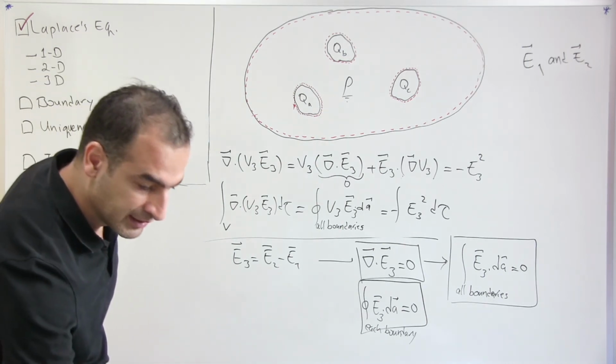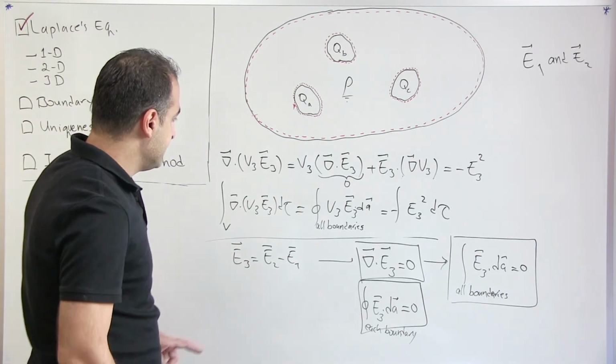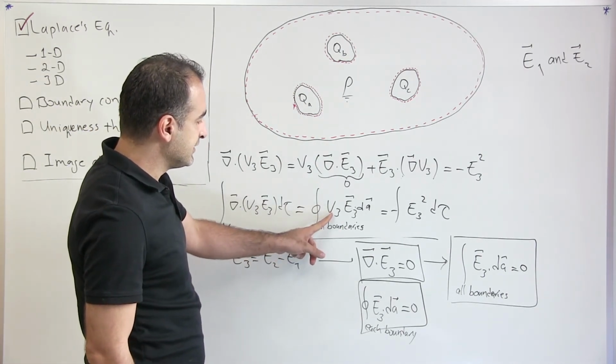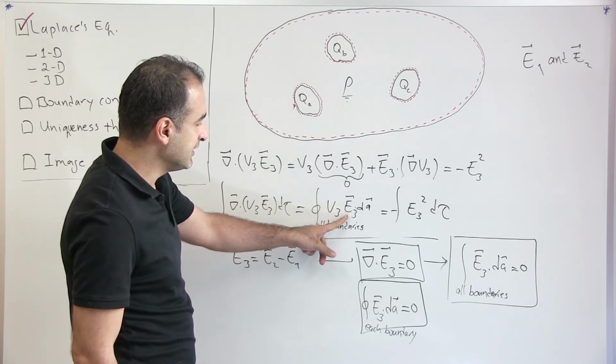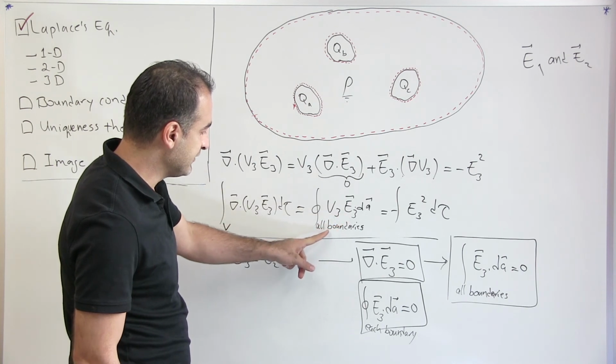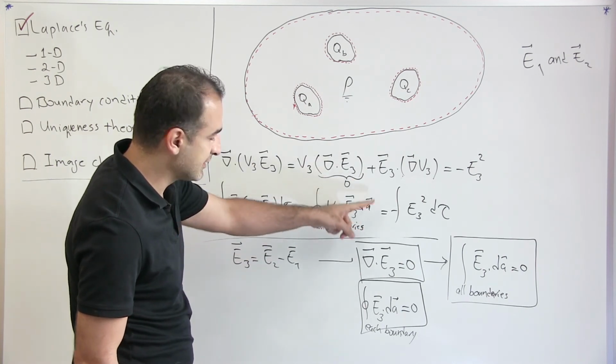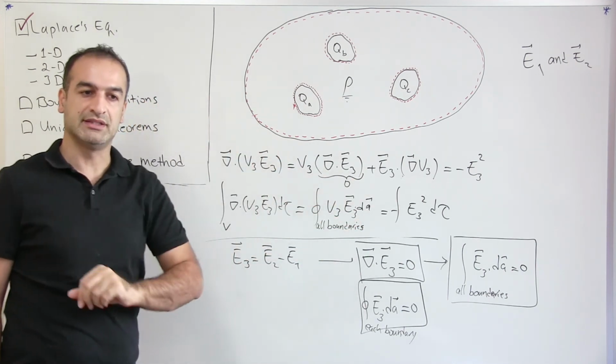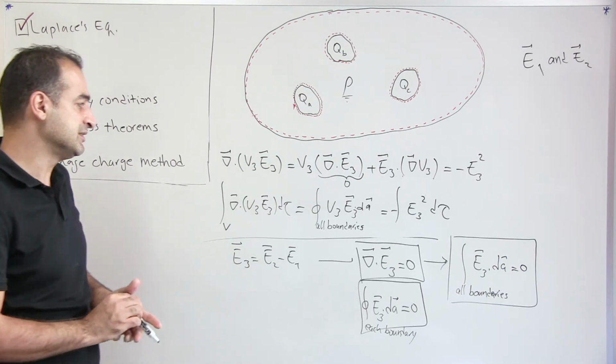So now, if we look at this, V3 is a scalar, E3 is a vector function, and we are calculating this integral over all the boundary conditions. So what are the boundary conditions?